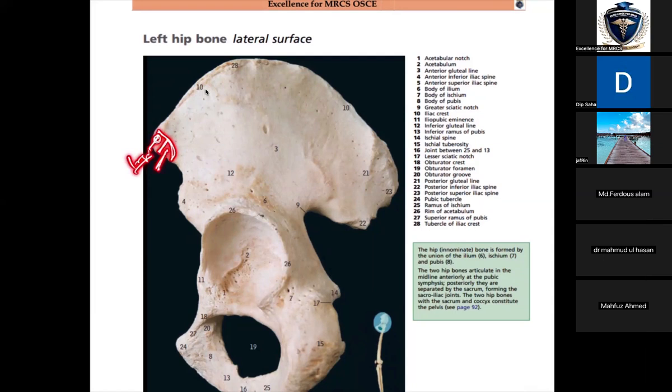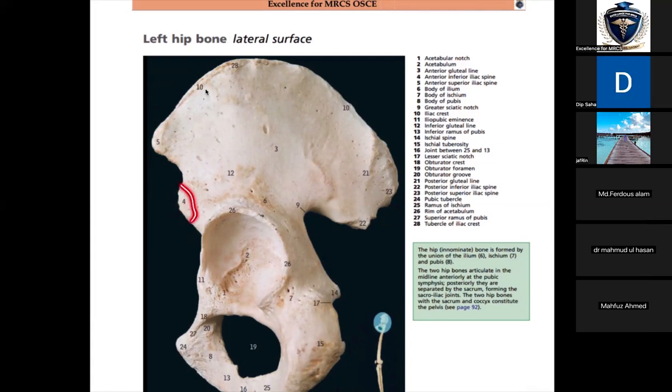Am I clear to you? Yes. Okay. Now come to number 4. This is the anterior inferior iliac spine.